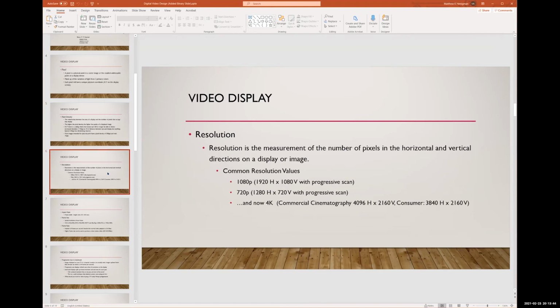All right, so resolution, we talked about this already. I've already given you the crash course. But resolution is the measurement of the number of pixels in the horizontal and vertical directions of a display or image. Common resolution values are 1080 and 720 and now 4K. Commercial cinematography typically measures it as 4096 by 2160 pixels, and consumer is right around 3840 by 2160.